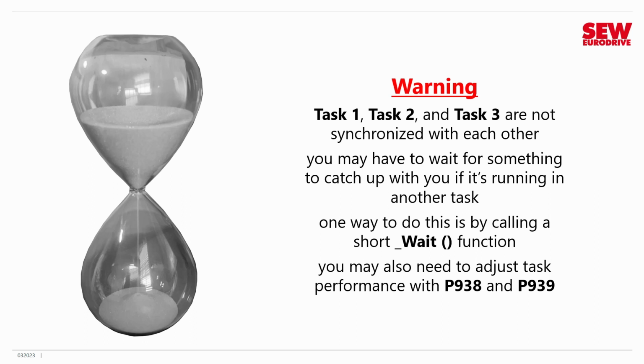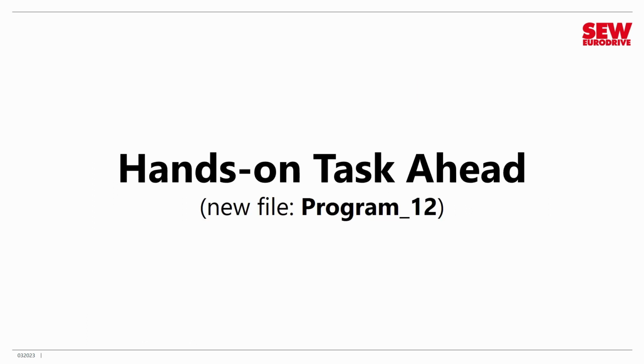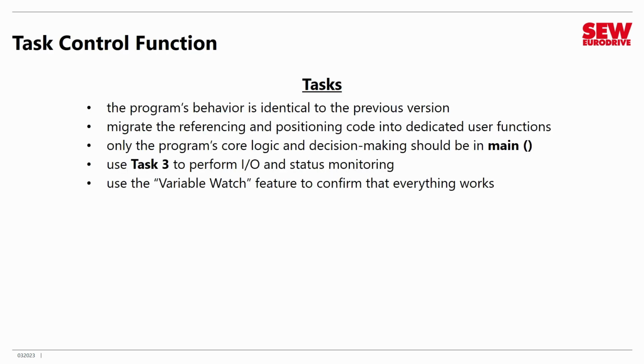All right, time to write a program. We are going to create a new program. We're going to call it program 12, but I would like you to copy the last program you wrote, which was that positioning conveyor program. Make a copy of it. You're going to modify it and tweak it, but it will become program 12. Here are the things you need to do.